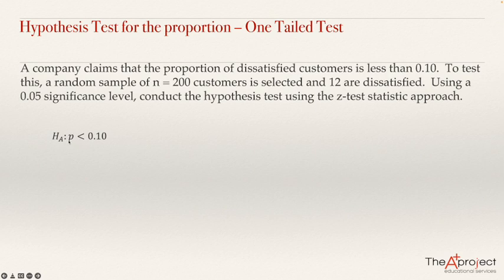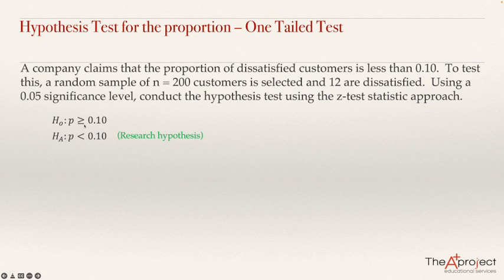The proportion of customers is less than 0.10. And this will be the research hypothesis, so actually that is what we are going to see if it is true. Obviously the opposite of this will be the null hypothesis. So the null hypothesis will be that the proportion is greater or equal to 0.10. Actually, I'm going to use equal to 0.10. So P equals 0.10.